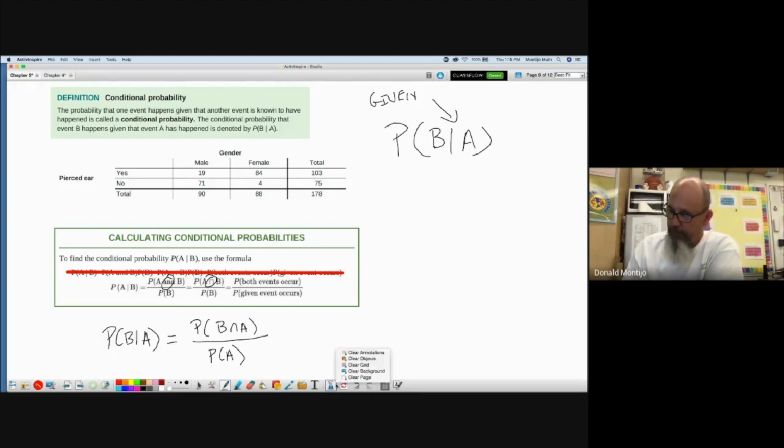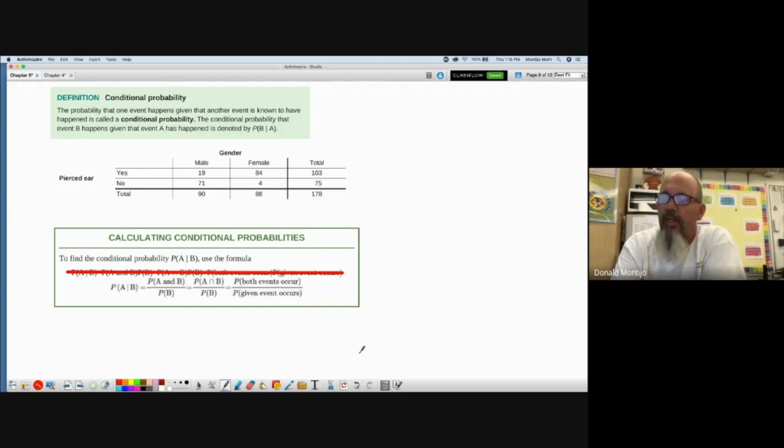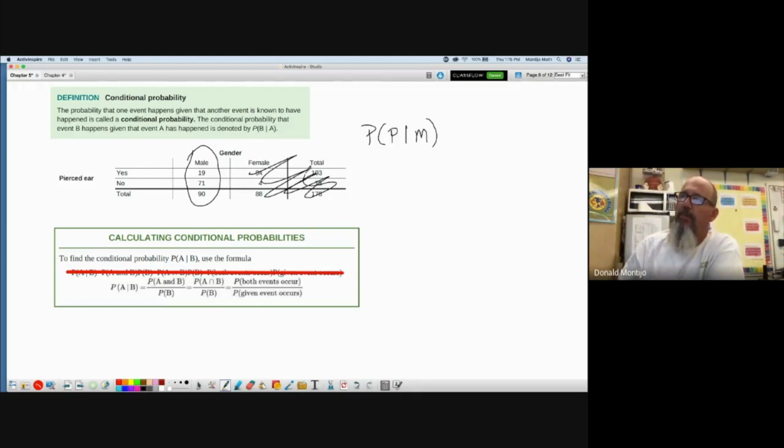So let's say, what's the probability that your ear is pierced given that you're a male? What's the probability your ear's pierced given that you're a male? You guys are all looking at the table right now telling me, oh, that's easy, man. It's 19 out of 90. Absolutely. So given is a male, we're only looking at males. None of this stuff makes any difference for this problem.